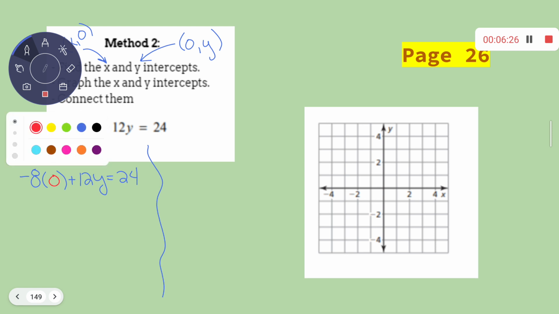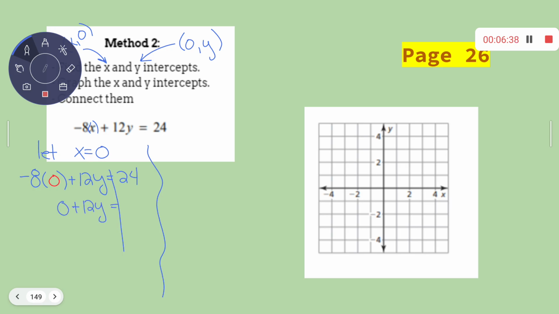So then this would look like, instead of negative 8x, it'll be negative 8 times 0. Now this works out really nice because 0 times 8 is just 0. And then I'm left with basically 0 plus 12y equals 24, but I can forget that 0 because adding 0 doesn't do anything. Then I want to solve for y, so I'm going to divide both sides by 12, and I get y equals 2. So the coordinate point here, when x is 0, y is 2. That is the y-intercept. It has a y value, but the x is 0.